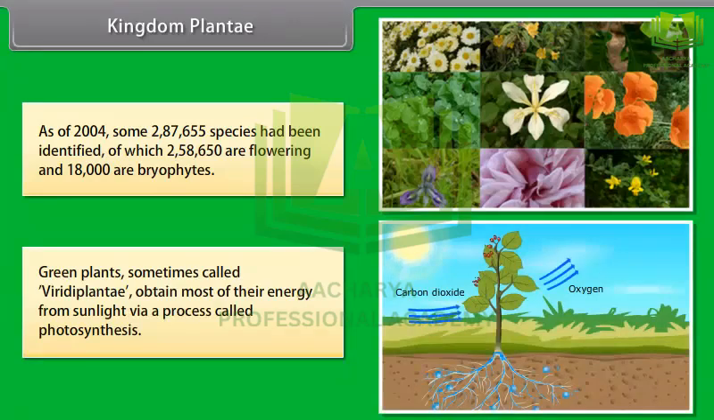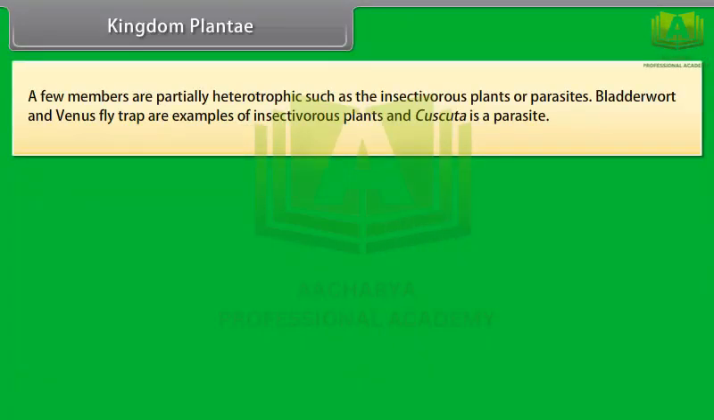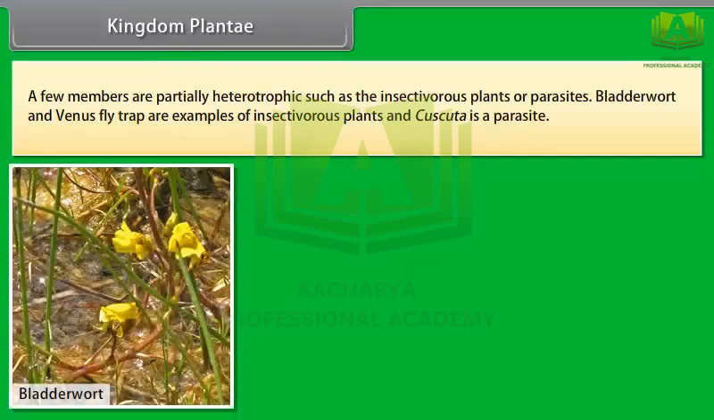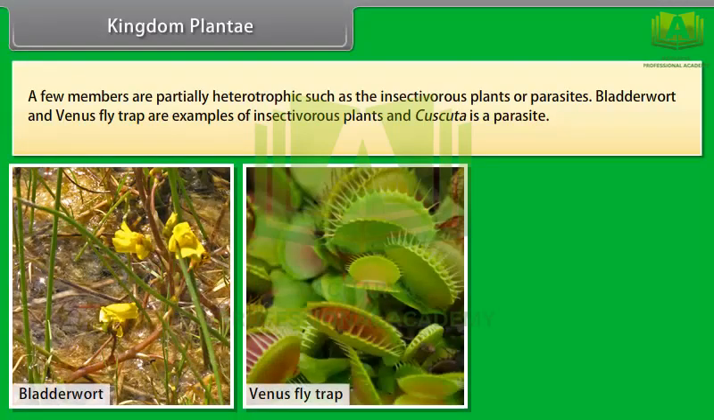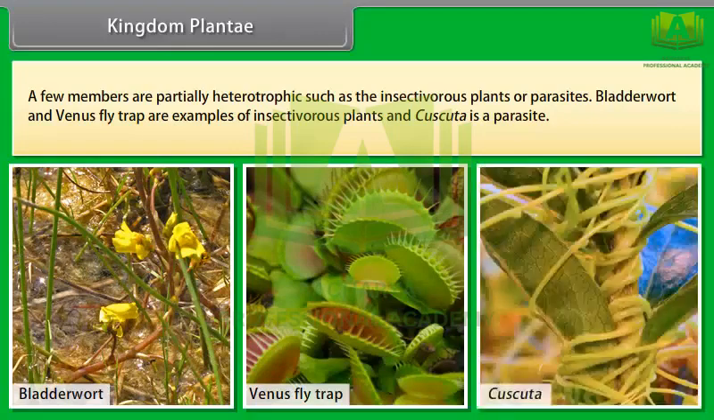Green plants, sometimes called viridiplantae, obtain most of their energy from sunlight via a process called photosynthesis. A few members are partially heterotrophic, such as the insectivorous plants or parasites. Bladderwort and Venus flytrap are examples of insectivorous plants, and Cuscuta is a parasite.